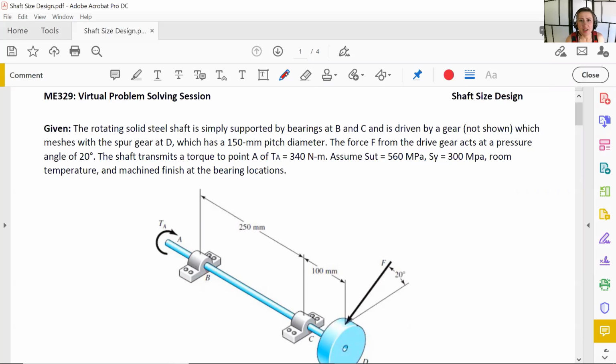Hi, welcome to the second problem included in our virtual problem solving session about shafts. This is a shaft design problem, and I think it's going to be really helpful for you to complete this week's lab. So we'll jump in.